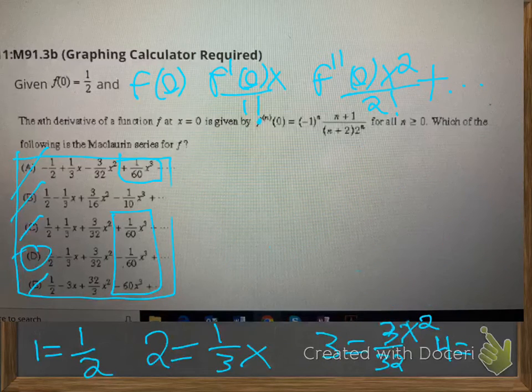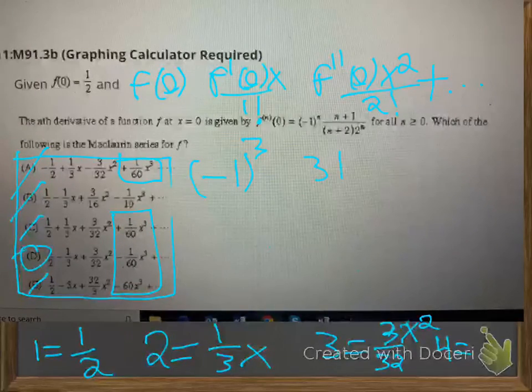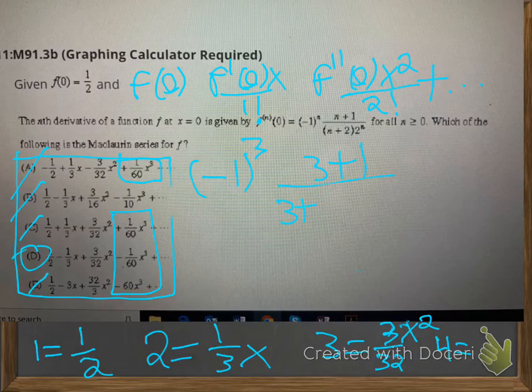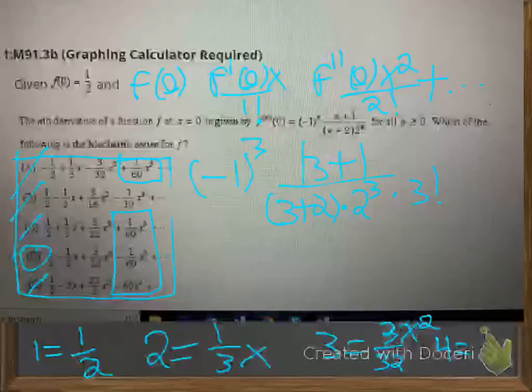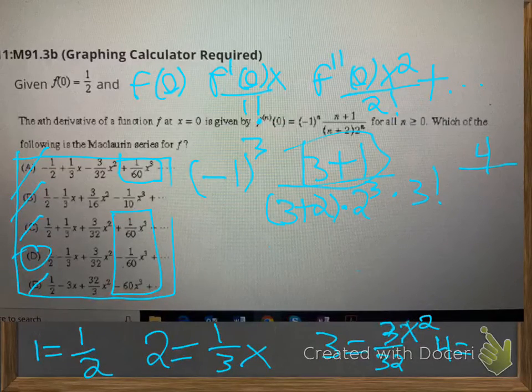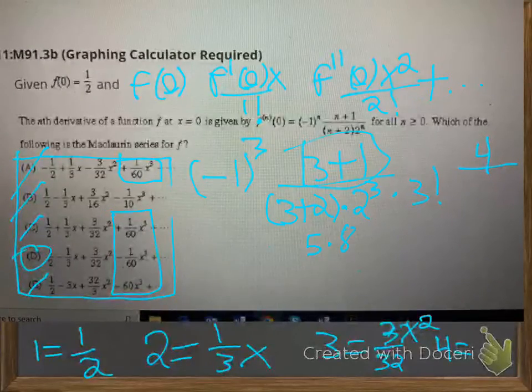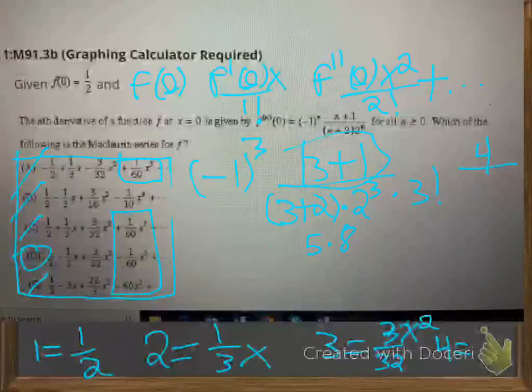So now we're going to find our fourth term here. First we're going to do negative 1 to the power of 3. And 3 plus 1 over 3 plus 2 times 2 to the power of 3 times 3 factorial. So the denominator again is going to be quite large. On the bottom right here, we're going to have 4 because 3 plus 1 is 4. And then we have our 3 plus 2 is 5 times 8. And with that, that's 40.